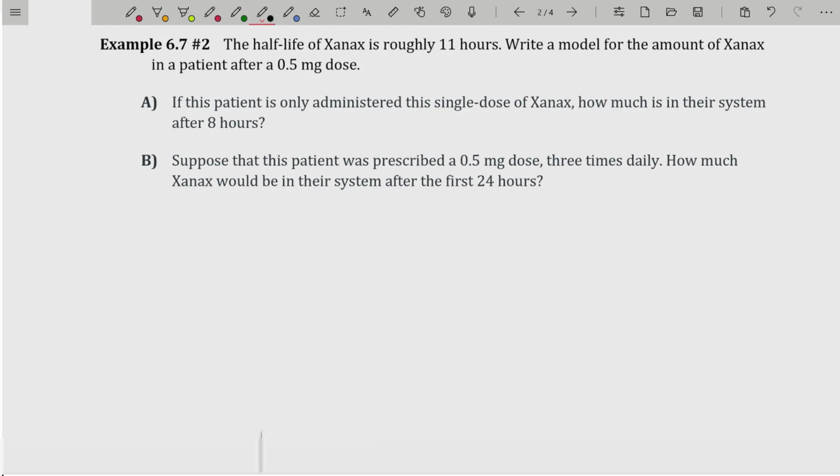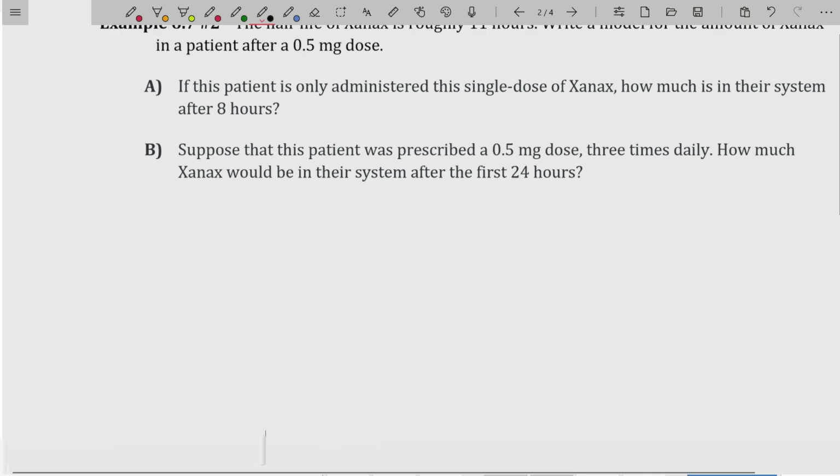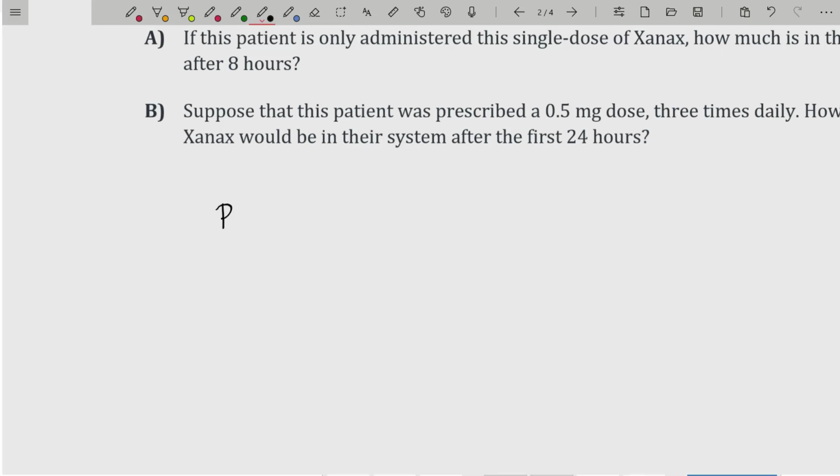So let's deal with this problem at hand. I've kind of gone off on a diatribe there. Sorry about that. The half-life of Xanax is roughly 11 hours. Write a model for the amount of Xanax in a patient after a 0.5 milligram dose. Okay, so let's do that. Population of Xanax in that person's system. They take 0.5 milligram. That's it. And they tell us it decays to half of its original amount every 11 hours. That's a half-life problem. That quick. That's all you need to do.